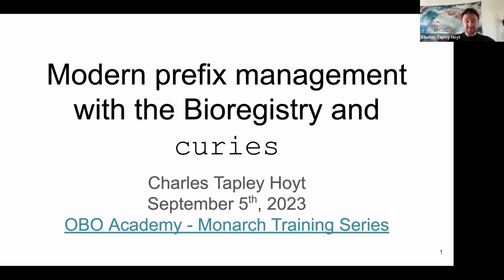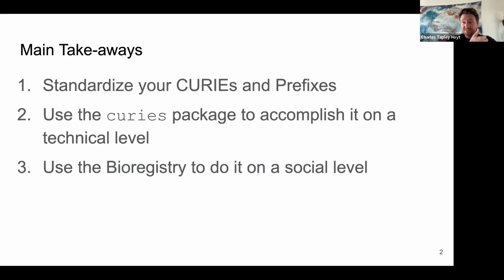So the three main takeaways from today: first, please standardize your curies and your prefixes everywhere that they are showing up. And actually, this is also missing: you should standardize your URIs as well. Within the confines of the OBO world, everything is an OBO PURL, but that's not the reality. There's a lot of content that's living in different places with much more heterogeneous IRIs, curies, and prefixes. So, while you're on your crusade to do that, use the curies package to accomplish this on a technical level. And I'll show you exactly what I mean by that.